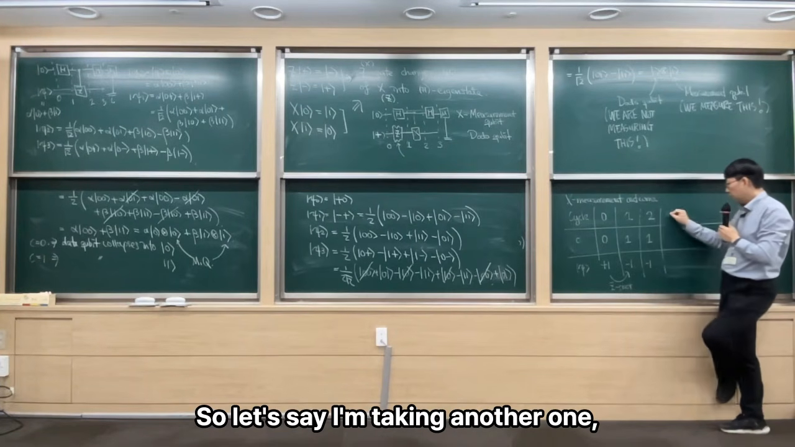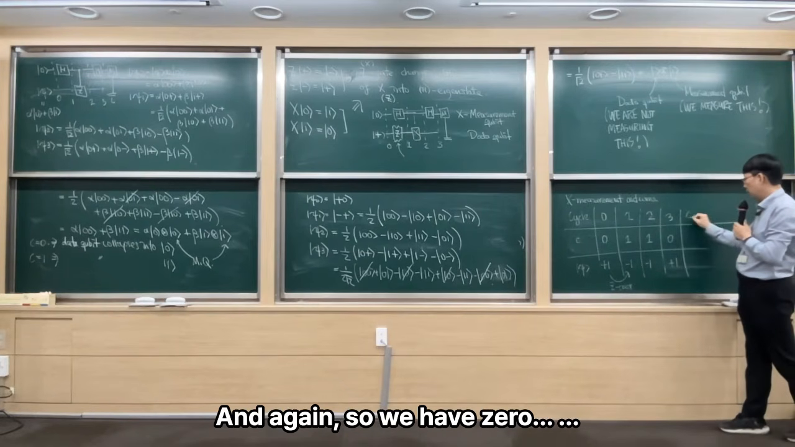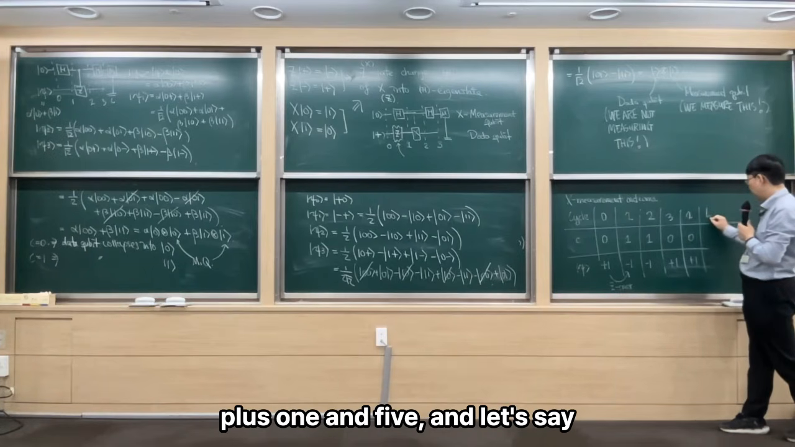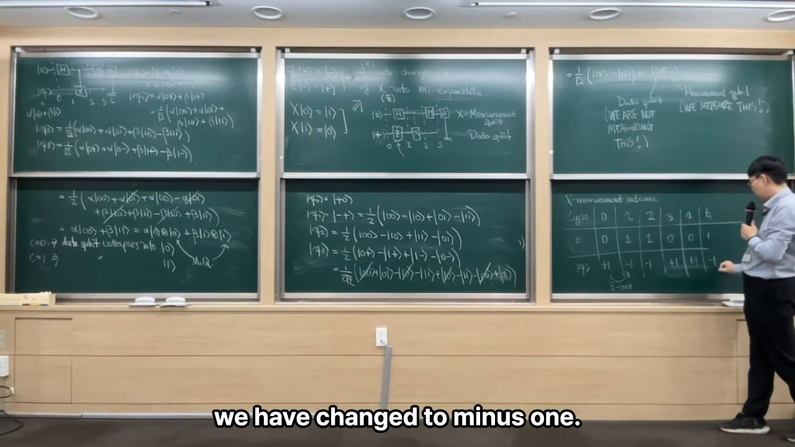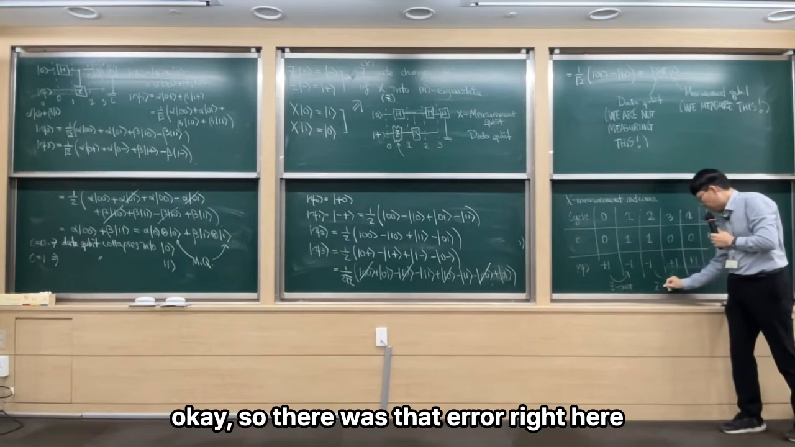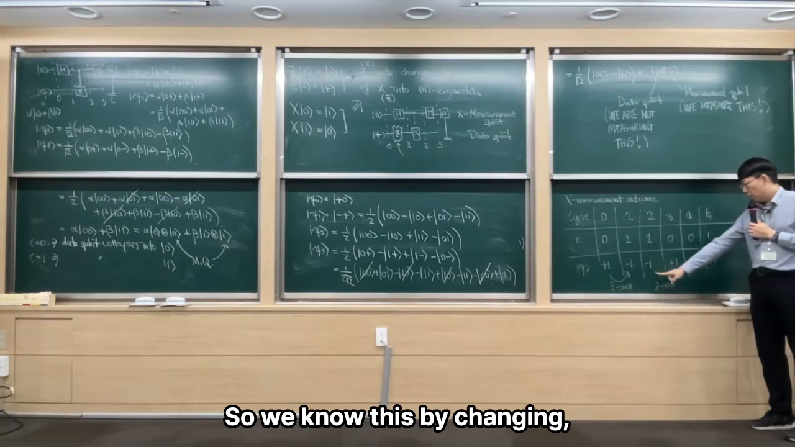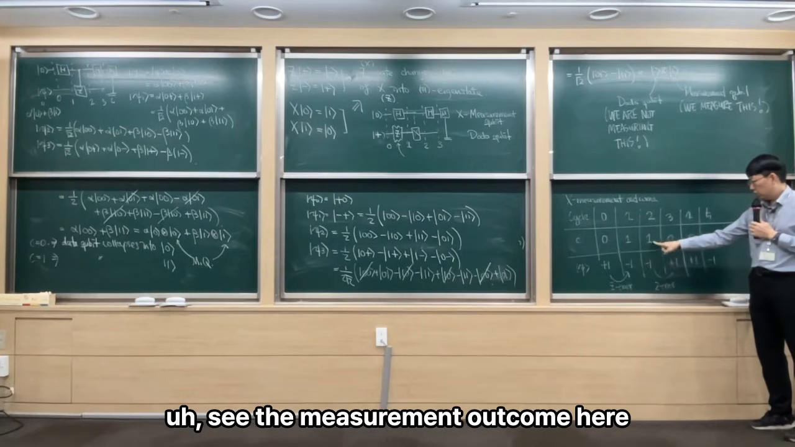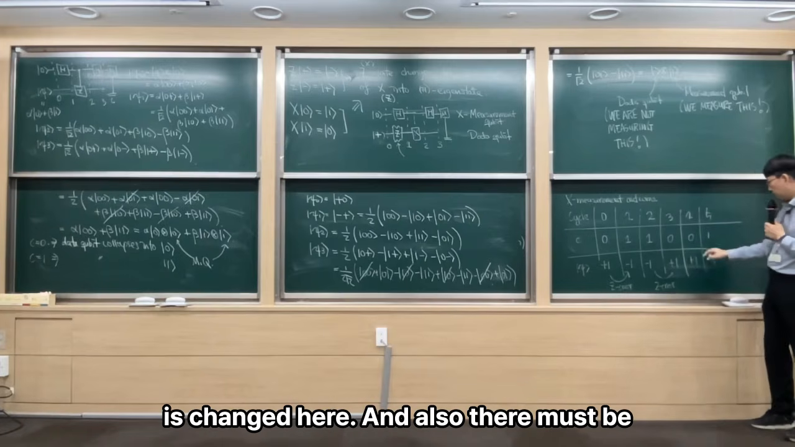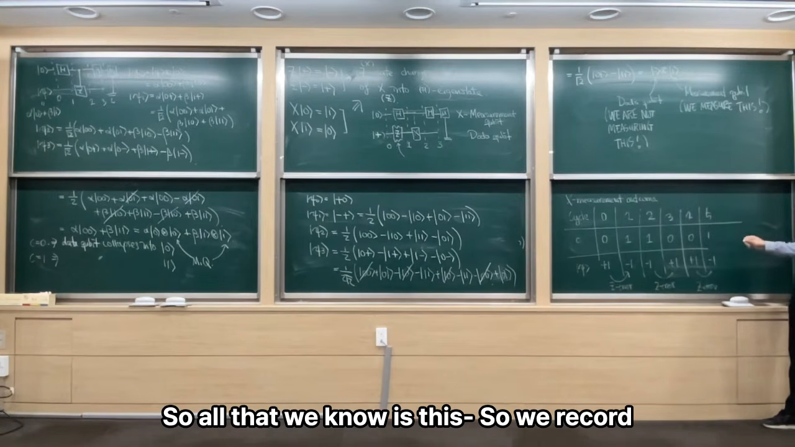So let's say I'm taking another one. So here 0, so plus 1, and again we have 0, plus 1, and let's say we have changed to minus 1. So we can see that there was an error right here, when it changes the eigenstate. We know this because the measurement outcome changed here. And also there must be that error in this stage.